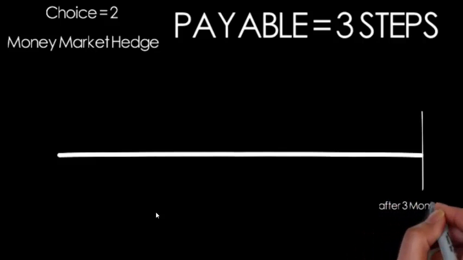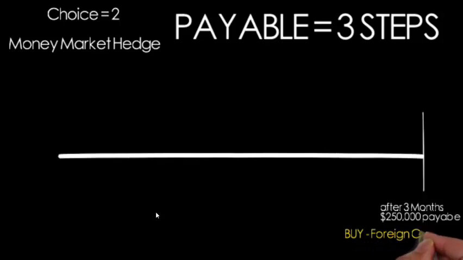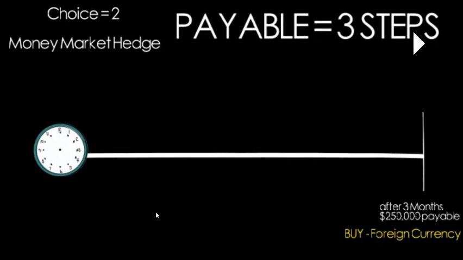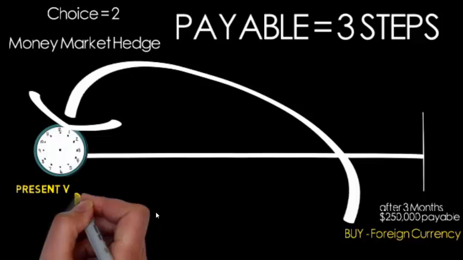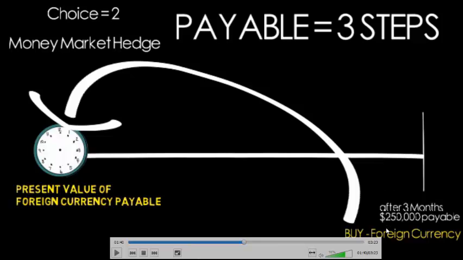Now, the other option that is available to me is to use the concept of money market hedge. Now, this 2,50,000 or 250,000 is payable after 3 months. So rather than doing the transaction after 3 months, I am going to buy this foreign currency today. So what is the value of 2,50,000 today? That is, we are going to calculate the present value of this foreign currency payable.